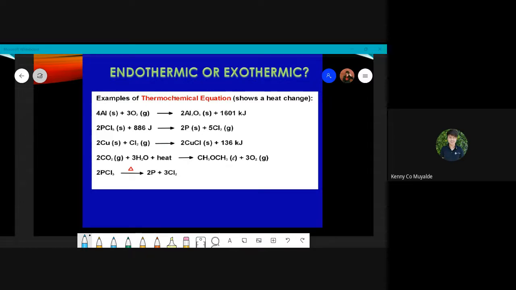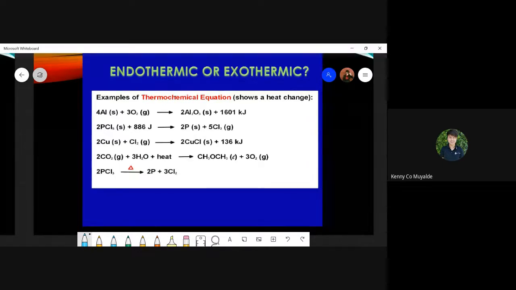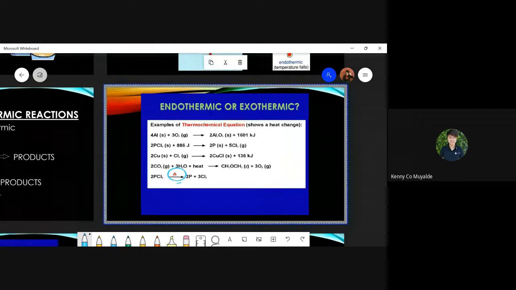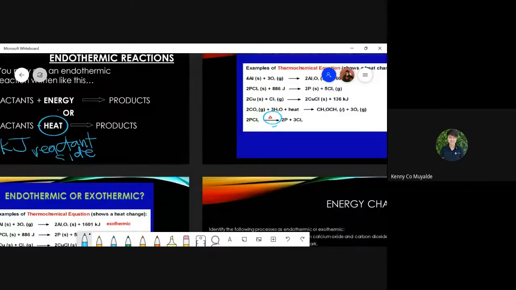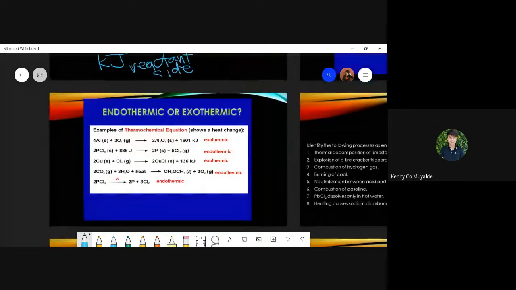Kasi dito sa may arrow side, meron tayong triangle. This triangle denotes that heat will be introduced to the chemical reaction. So since idadagdag mo yung heat doon sa substance para magkaroon ng chemical reaction, that means this is an example of endothermic. Very good. So tama. Madali lang mag-discriminate if it is endothermic or exothermic kapag alam natin kung nasaan ang location ng energy or heat. So these are the answers.